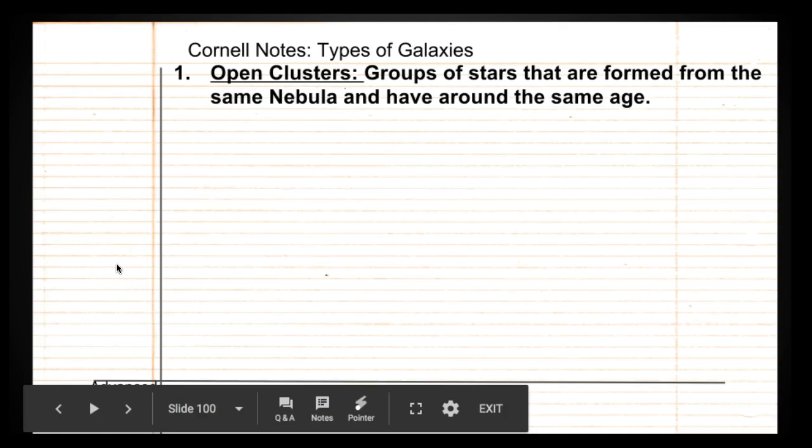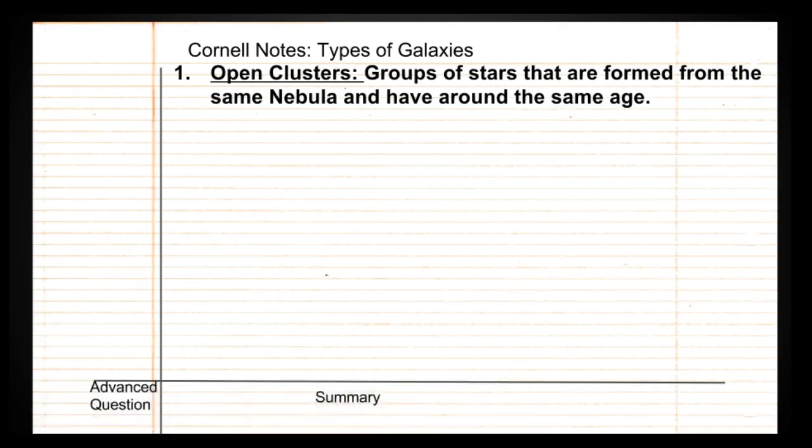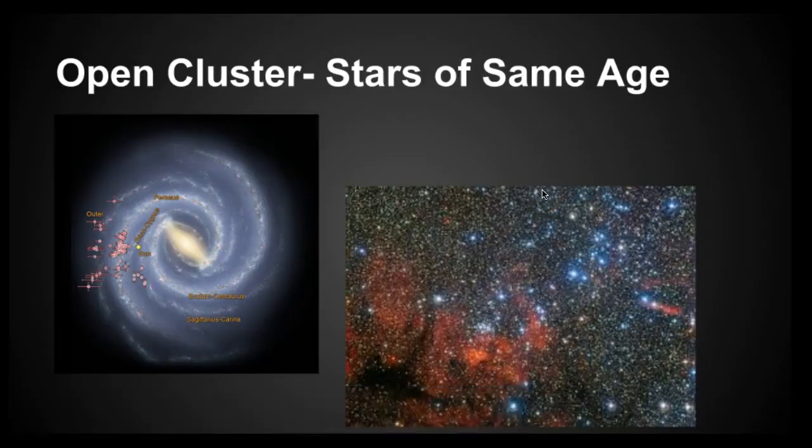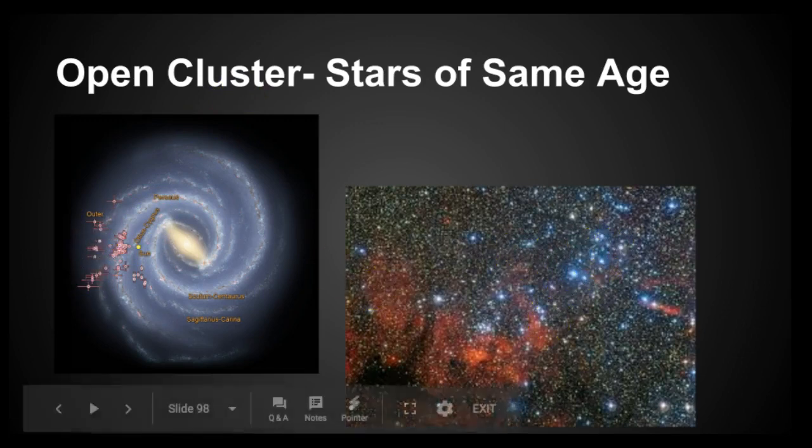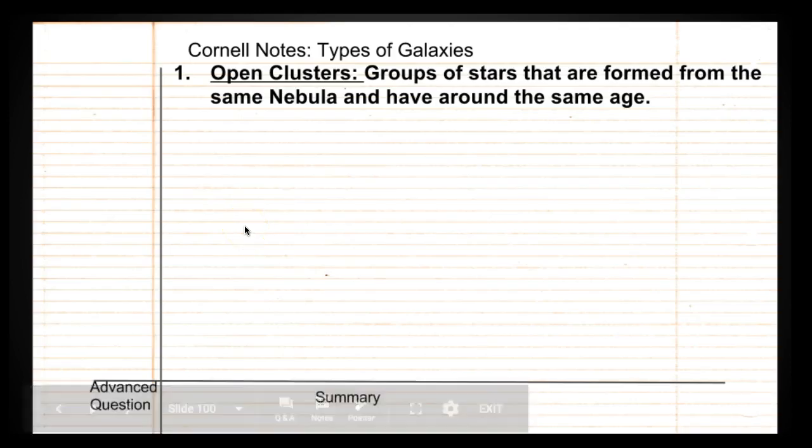Number 1, open clusters. Open clusters are groups of stars that are within galaxies, and they are formed from the same nebula, so usually these open clusters have stars of the same age. Let's look at a picture, and I'll put the definition back in a second. So here within the Milky Way galaxy, for example, you have these groups called open clusters, and they're made of the same nebulas, so they're nebula clouds here, and these stars are all of the same age or similar age. For number 1, you can write, what is an open cluster?